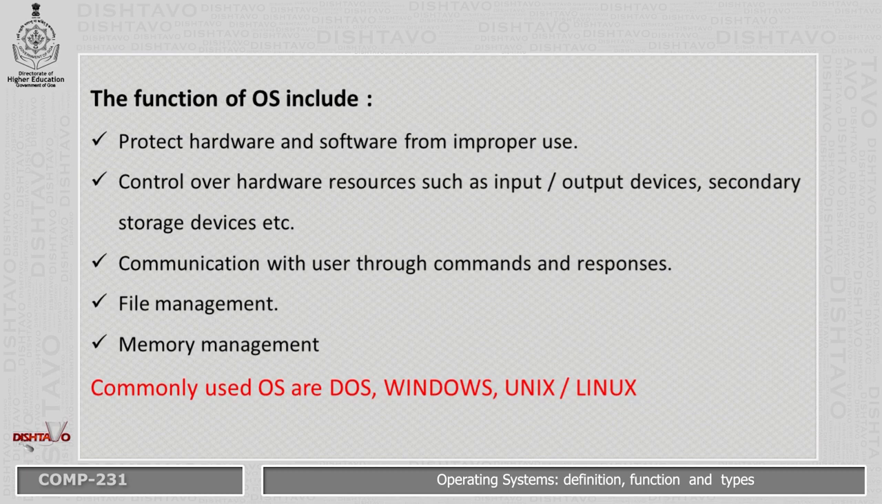What are the commonly used operating systems? DOS, that is disk operating system. Windows is popularly known by everyone. There are different versions of Windows. Next, Unix and Linux are also types of operating system.